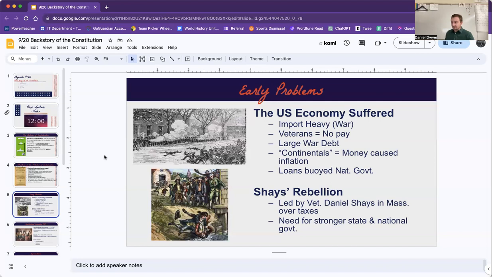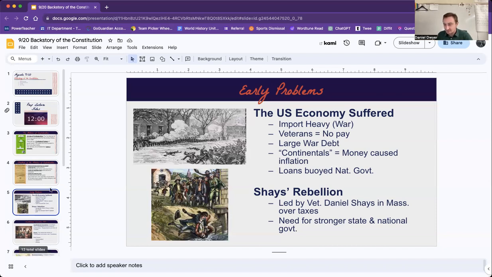So all this is going to lead to Shays' Rebellion. It's going to be led by a revolutionary veteran, Daniel Shays, in Massachusetts, over taxes. It really showed the need for stronger state and national governments because they weren't able to calm down this rebellion like they should have.